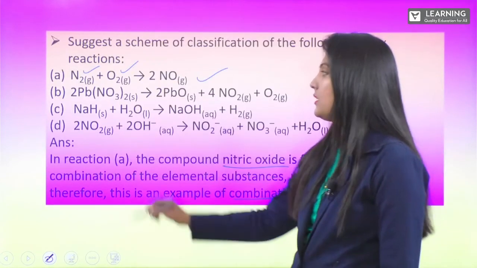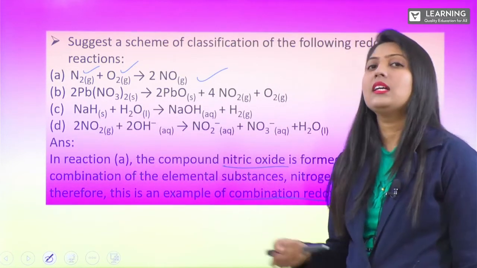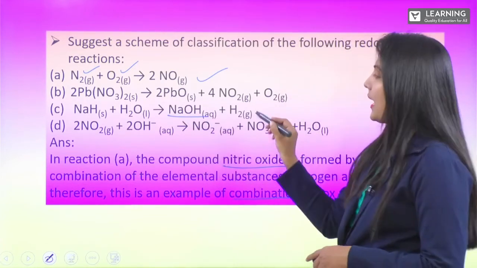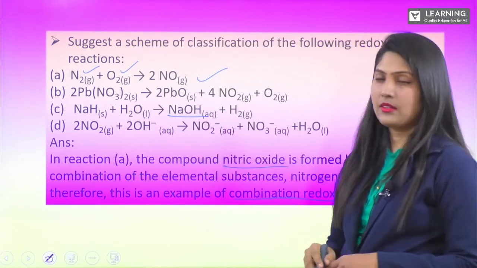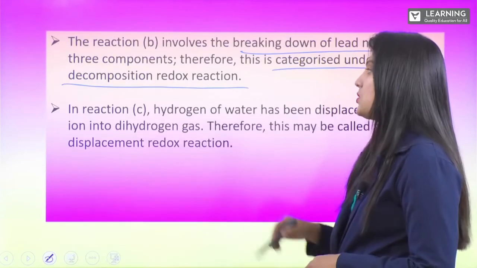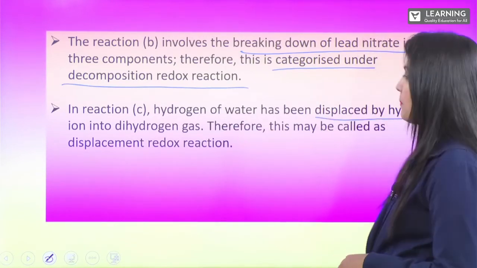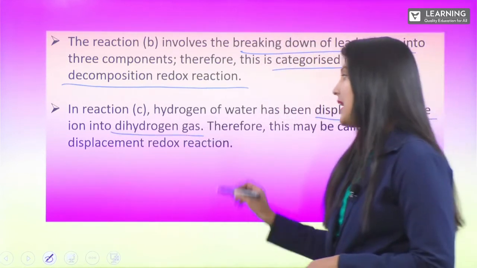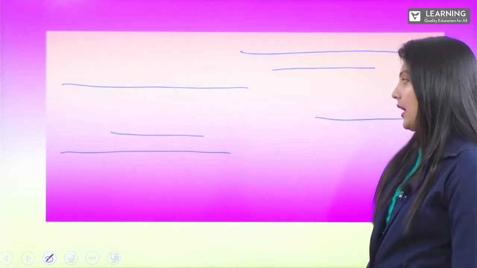The next one is that NaH plus H2O. Sodium hydride is reacting with water molecule to give sodium hydroxide and hydrogen molecule. So what do you understand by this? Is hydrogen displaced? We'll check that. So in reaction 3, hydrogen of water has been displaced by hydride into dihydrogen, and therefore we can call this as displacement reaction, displacement redox reaction.